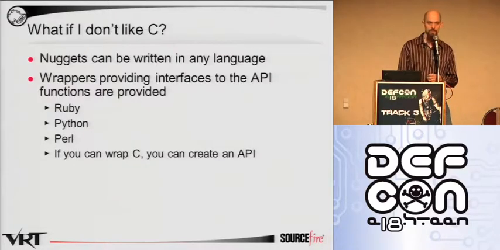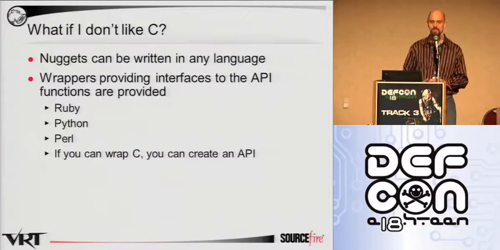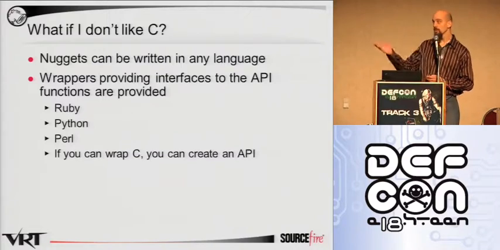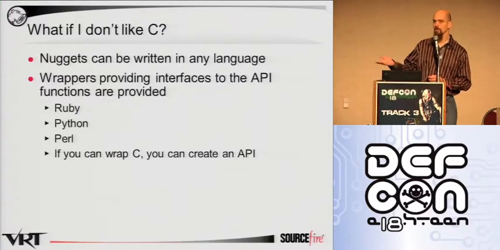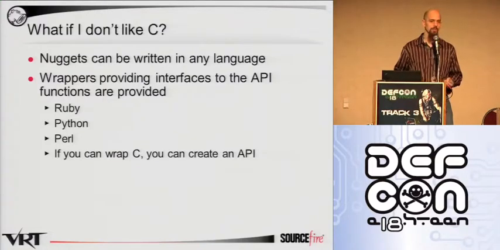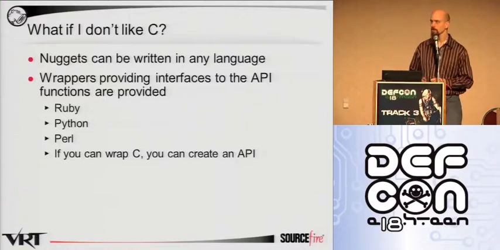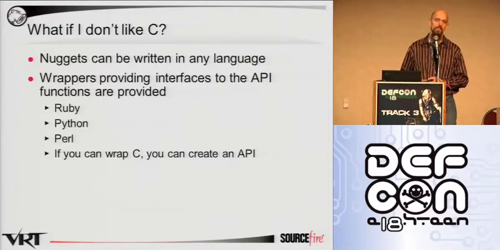Okay, what if you don't like C? Well, shame on you, but if you want to use some sort of scripting language or something else other than C, we do cater to that. I apologize, we don't actually have these APIs available right now, but they're close. Ruby, Python, and Perl. If you have any other languages that you wanted to write nuggets in, Haskell, I guess, Smalltalk, just create an API, just have the C wrapper. If it's available, it can be done.